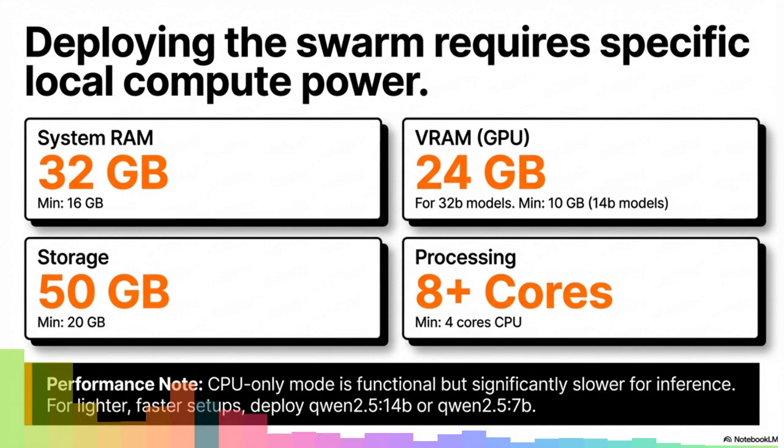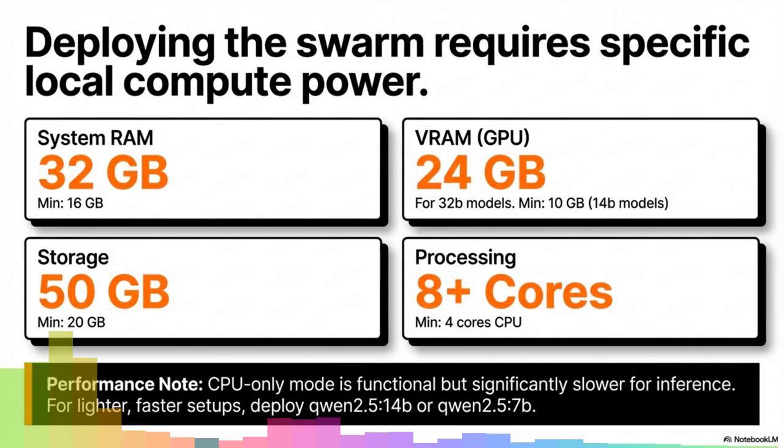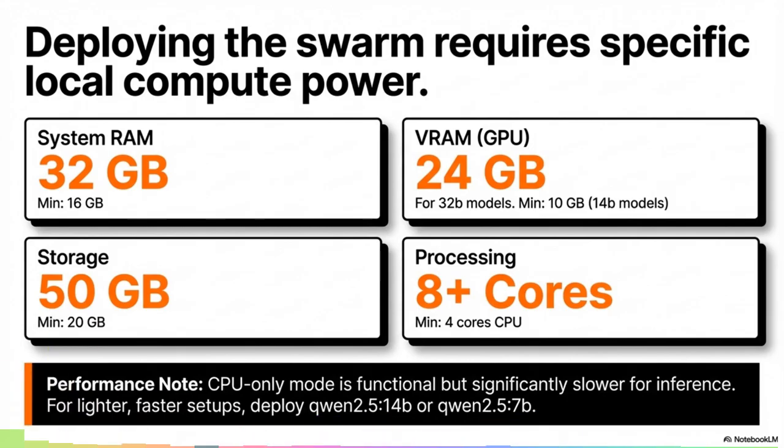But we have to address the physical reality of running this. The hardware. Yeah, the hardware. Orchestrating hundreds of autonomous AI agents locally is incredibly taxing on hardware. The documentation lays out some strict requirements. What are we talking about here? Well, the absolute minimum to run even a smaller 14 billion parameter model is 16 gigabytes of system RAM plus 10 gigabytes of video RAM on a dedicated graphics card.